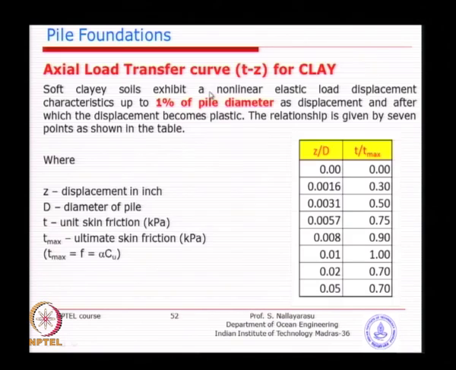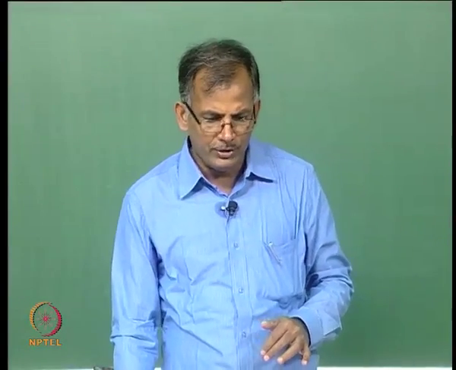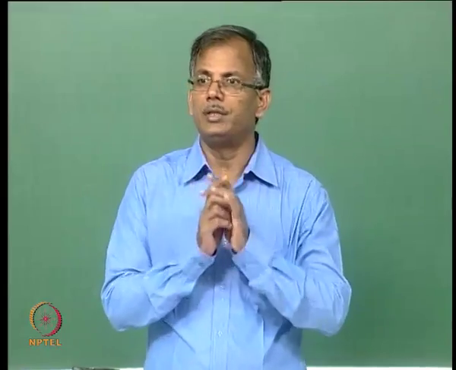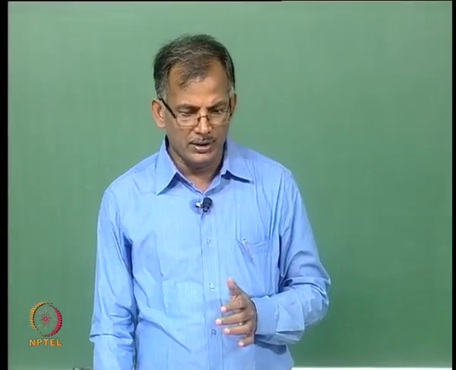And for clay type of material, you can see here the f value is alpha times Cu, which I think you all know very well. Alpha is related to Cu and P naught, and you can calculate that for a given location. This f is ultimate, because that is the maximum value after which it is going to fail terribly. So this is assigned as T max.